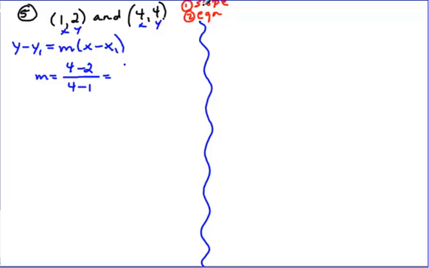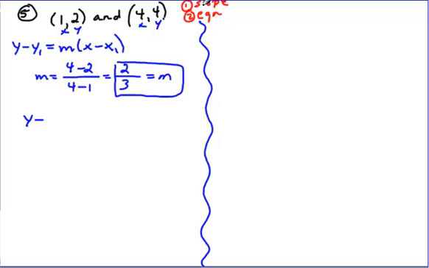4 minus 2 gives me 2. 4 minus 1 gives me 3, okay, sounds good. So I have my slope. Doing good so far. Now let's use our equation.